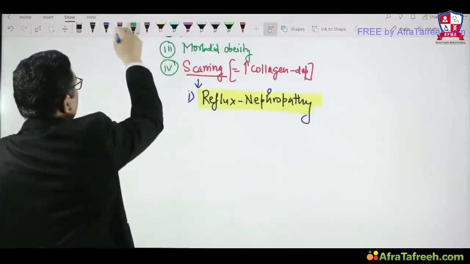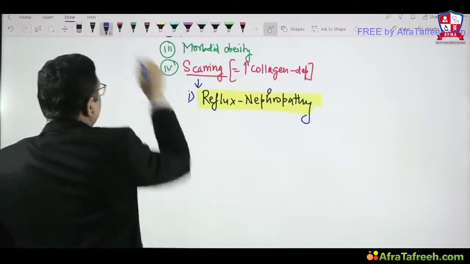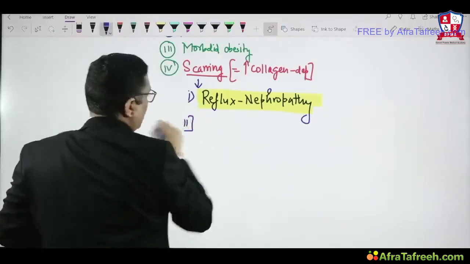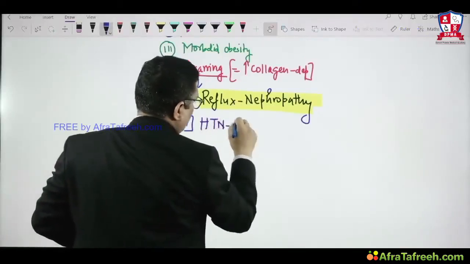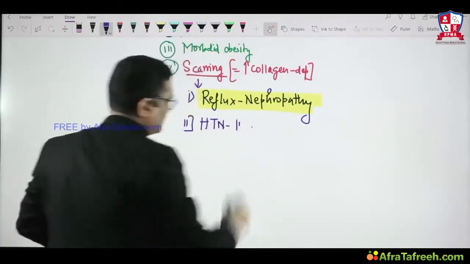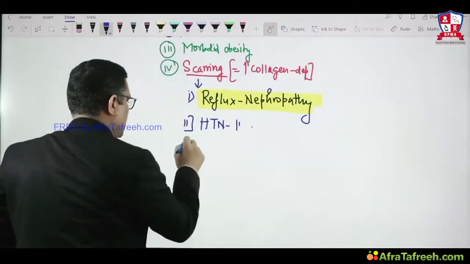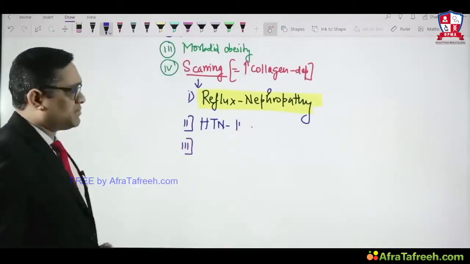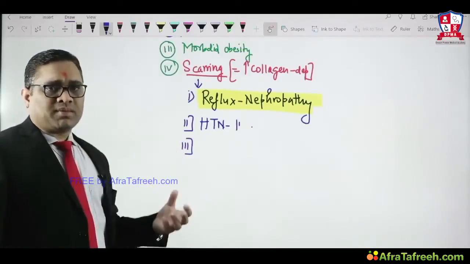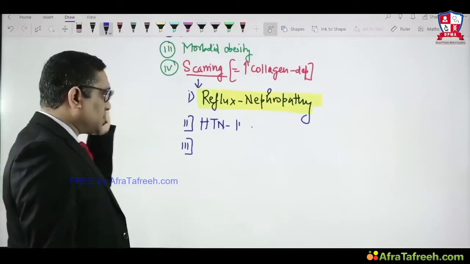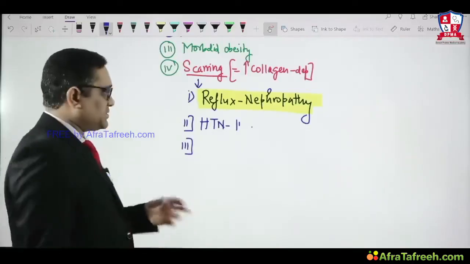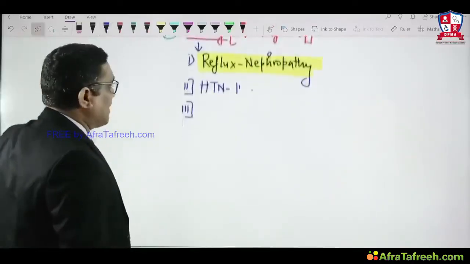So reflux nephropathy, you will see the scarring, right? And hypertensive nephropathy also. So when a patient is having hypertension, because of the random and fast blood flow, there will be damage to the glomerular capillaries, there will be scarring, and that will also be a reason for the development of FSGS, right? So it can be due to renal ablation also.